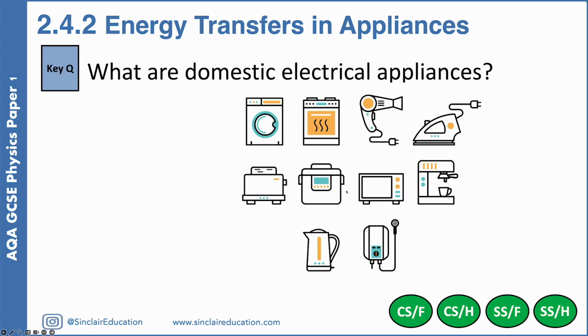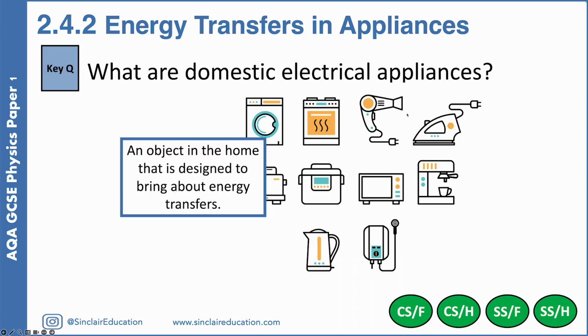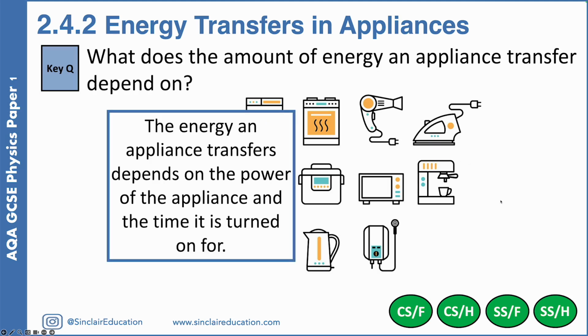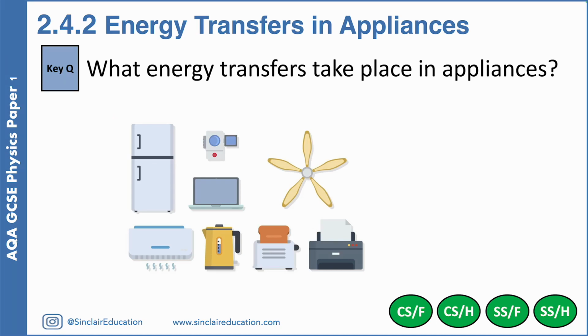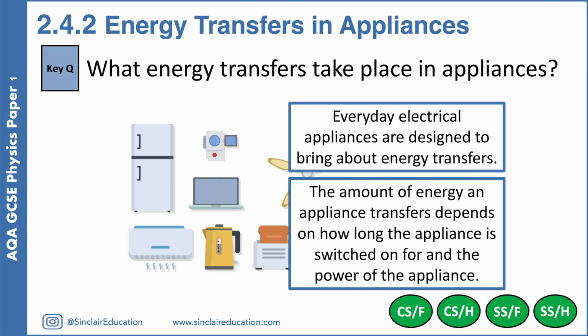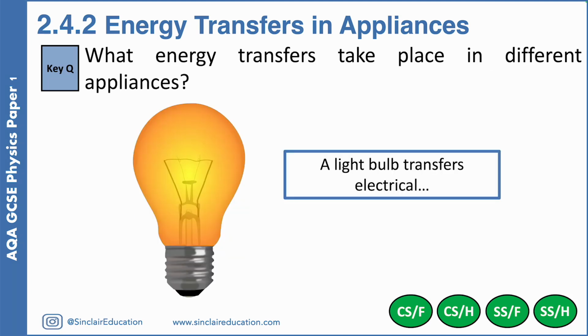And they commonly link it to domestic appliances, which are objects in our home that are designed to bring about useful energy transfers. And what you tend to find is that the more energy an appliance transfers, the higher the power of the appliance is and the longer it's been turned on for. So that gives us a really good idea of this. Now, typical transfers that take place can include quite a wide range of transfers, but they'll all take in electrical current and transfer it into something else.